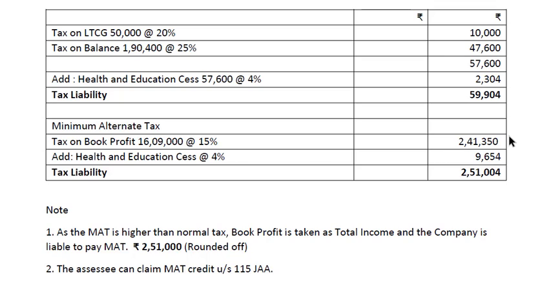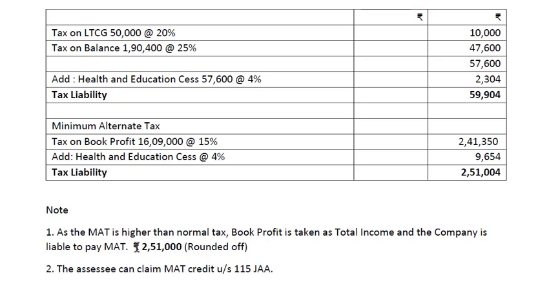Now minimum alternate tax: tax on book profit at the rate of 15%. Then on 2,41,350, health and education cess at the rate of 4%. So the minimum alternate tax is 2,51,004 rupees.